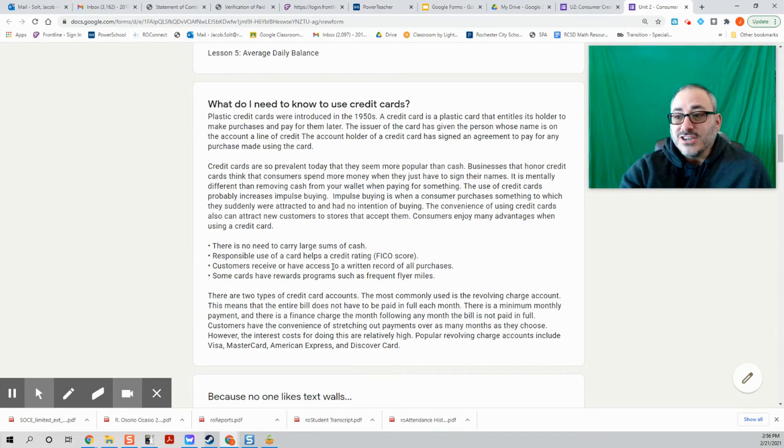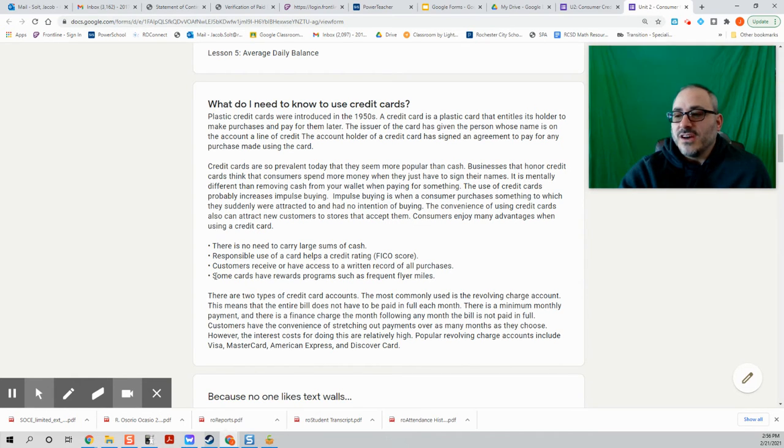Responsible use of a credit card actually can help your credit rating, your FICO score, which we talked about in earlier lessons. Consumers can receive or have access to a written record of all purchases, right? Once a month, they send you your monthly bill, and it has a list of all the purchases you made on that credit card that month. So it's kind of nice to have a record of every purchase you've made that month if all your purchases were made using the credit card.